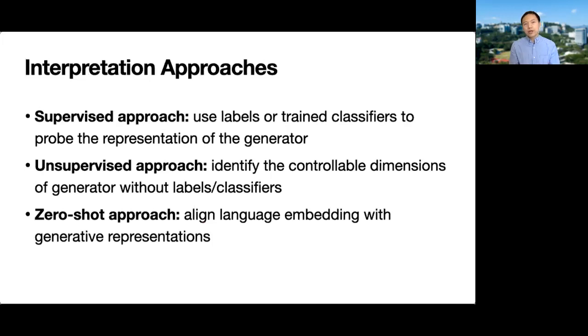So here is a summary of these interpretation approaches for deep generative models. We have the supervised approach that uses labels and trained classifiers to probe the representation. The second is the unsupervised approach that identifies the controllable dimensions of the generators without using labels or classifiers. We also have this recent zero-shot approach that tries to use language embedding with these generative representations. Then they can have more control over the generation process.